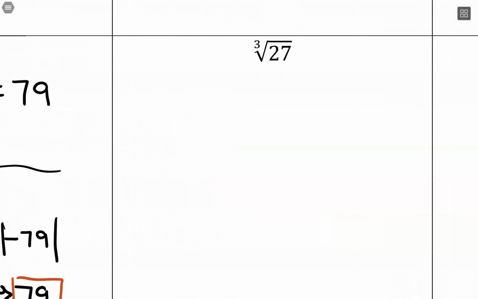Cube root of 27. So here what we're asking is, what do we need to cube in order to get 27 out? If you need calculator help with these, you can just start plugging in like what's 2 cubed, 3 cubed, 4 cubed. In this case, we'll see that we need a 3 right there. So that will be a positive 3.